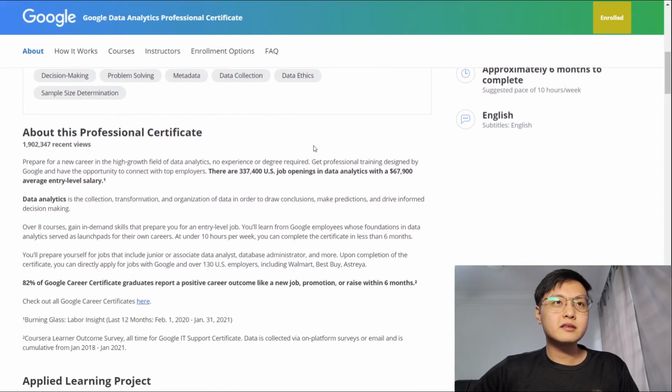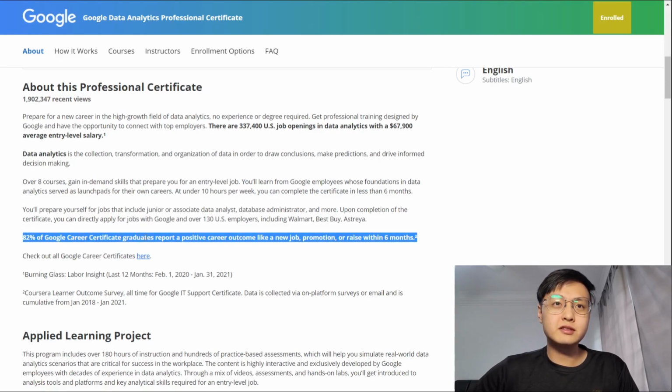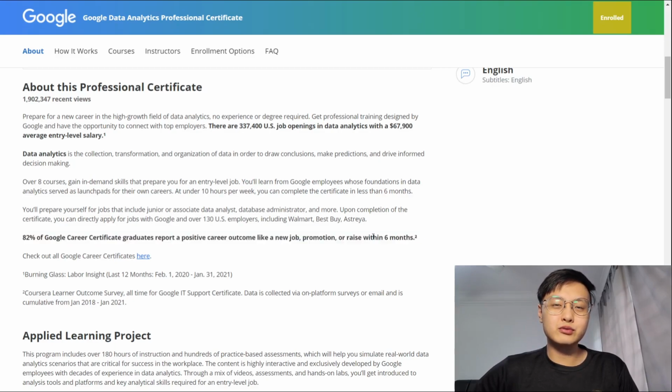Let's look at more about this professional certificate. As you can see, there are a lot of openings for data analytics with a very competitive salary of $67,000. And there is also a promise of 82% of the Google Career Certificate graduates having a positive career outcome, like a job promotion or raise within 6 months. That is a really achievable goal as long as you do some of the projects along with the Google Data Analytics Professional Certificate, such as the Capstone project. So let's continue.